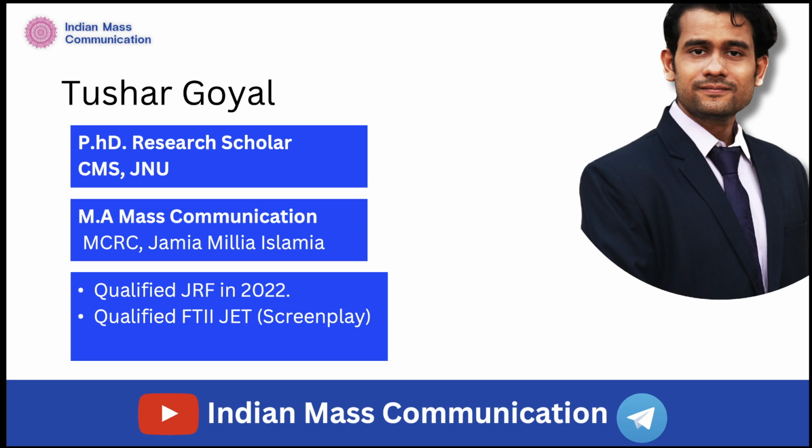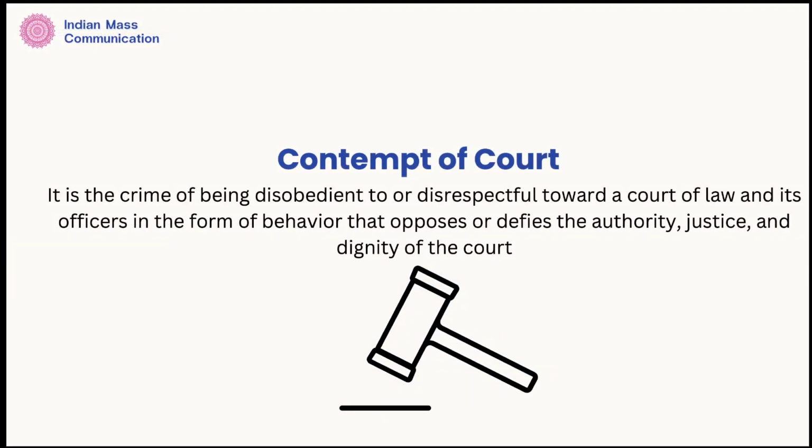So my dear students, when we talk about contempt of court, in simple terms, contempt means being disrespectful or disobedient to court. It is a crime of being disobedient or disrespectful toward a court of law and its officers, in the form of behavior that opposes or defies the authority, justice and dignity of the court. In a thriving democracy such as ours, where the judiciary is one of the pillars of our democracy, it is essential to maintain the dignity and the respect of the courts.